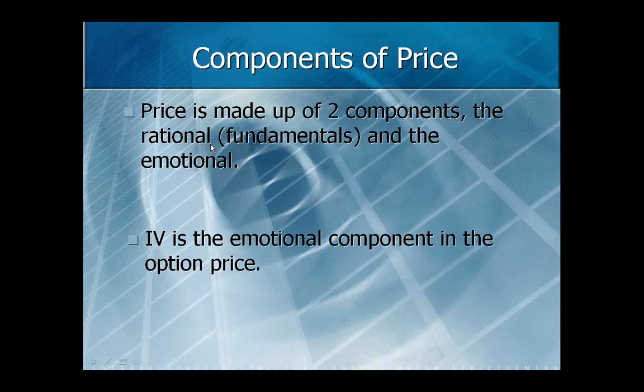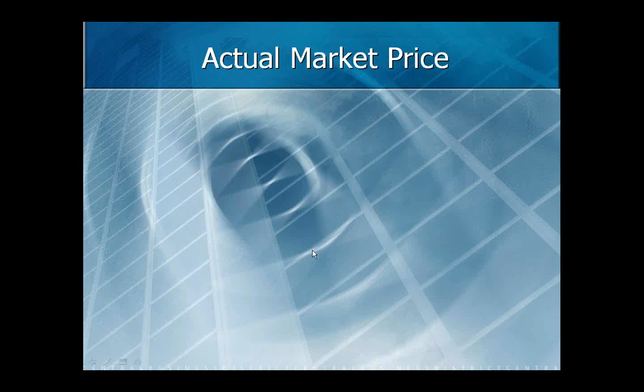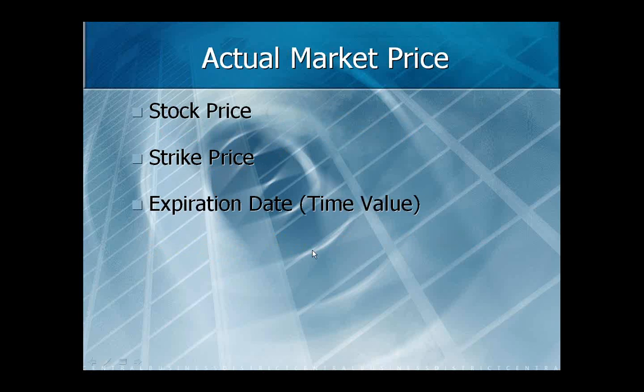The rational component of the price, or the fundamentals, are all of those known factors. The emotional component of that price is implied volatility. And so when we look at the actual market price, when we're looking at an options chain, these four factors are still in there. Stock price the same, strikes the same, expirations the same, interest rates the same.